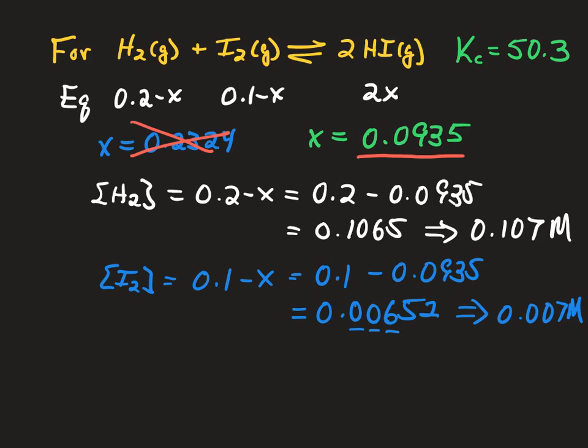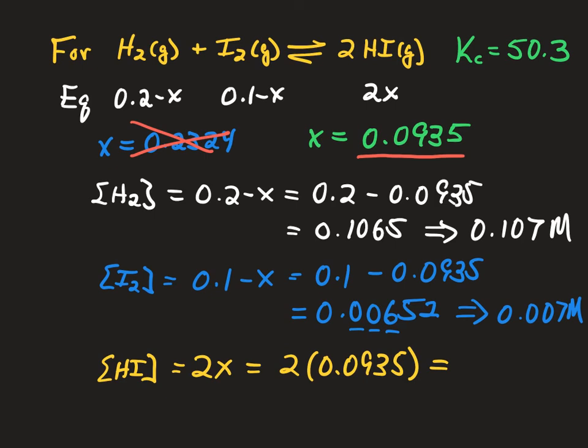And our concentration of hydrogen iodide was 2x after we corrected ourselves earlier when we almost messed it up. So that's going to be 2 times our 0.0935, which is going to be 0.187 to 3 significant figures molar.